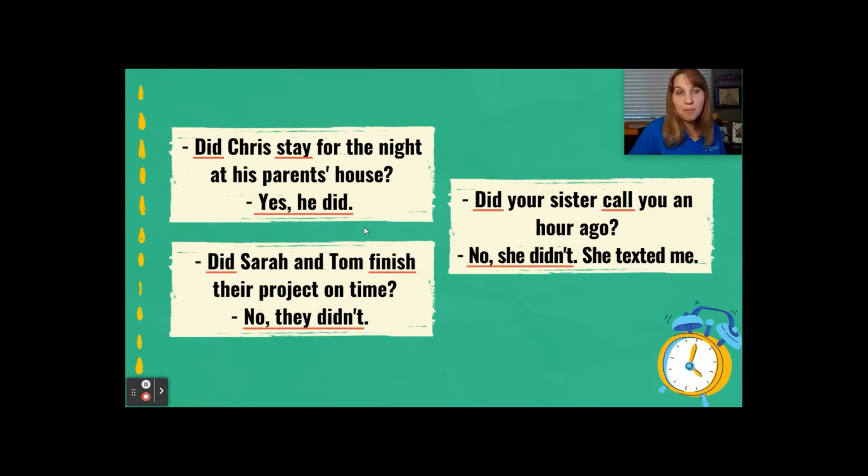And a few examples in real conversation. Did Chris stay for the night at his parents' house? Yes, he did. Did your sister call you an hour ago? No, she didn't. She texted me. Did Sarah and Tom finish their project on time? No, they didn't. And again, remember that the form of the verb is in its base structure. Stay, finish, call. You don't say stayed, finished, called. No, no, no. It's a base form.